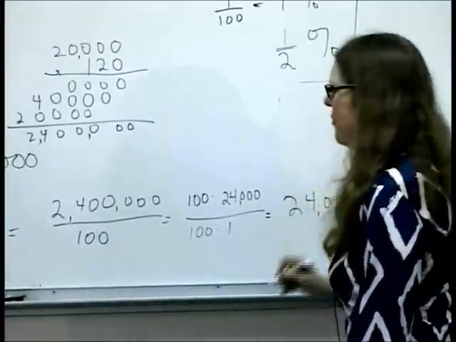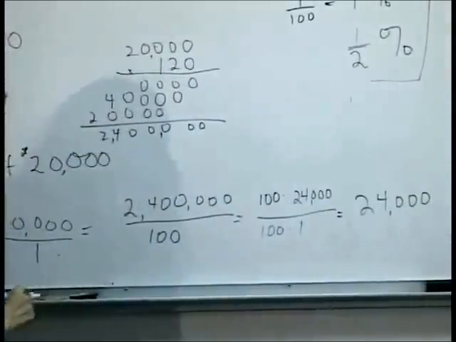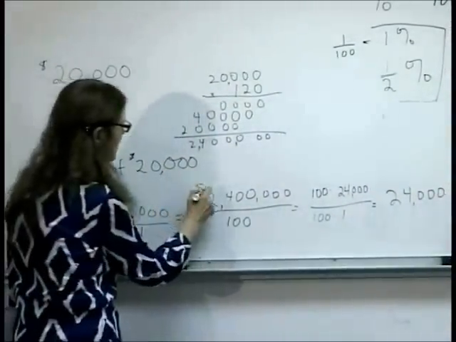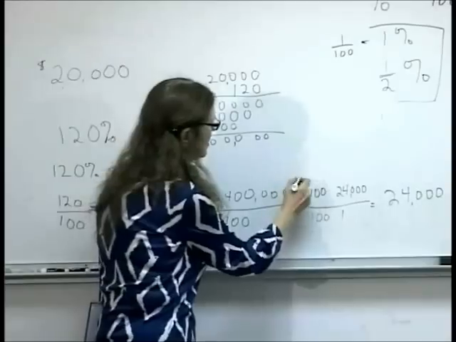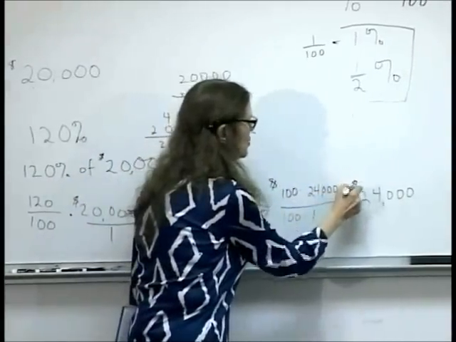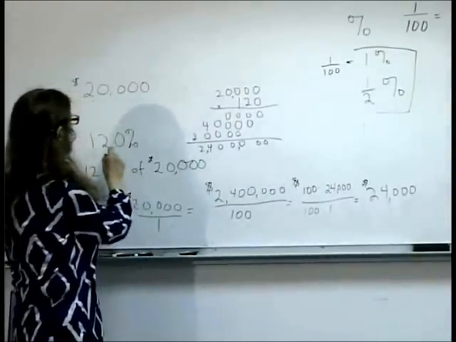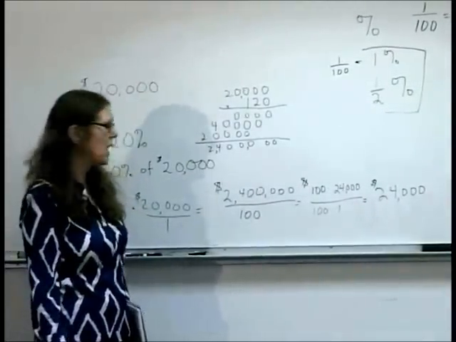24,000. Now, I haven't been carrying my units, which I really should. This was a dollar sign, so we're talking about dollars. So it's really $24,000. That is 120% of the poverty line.